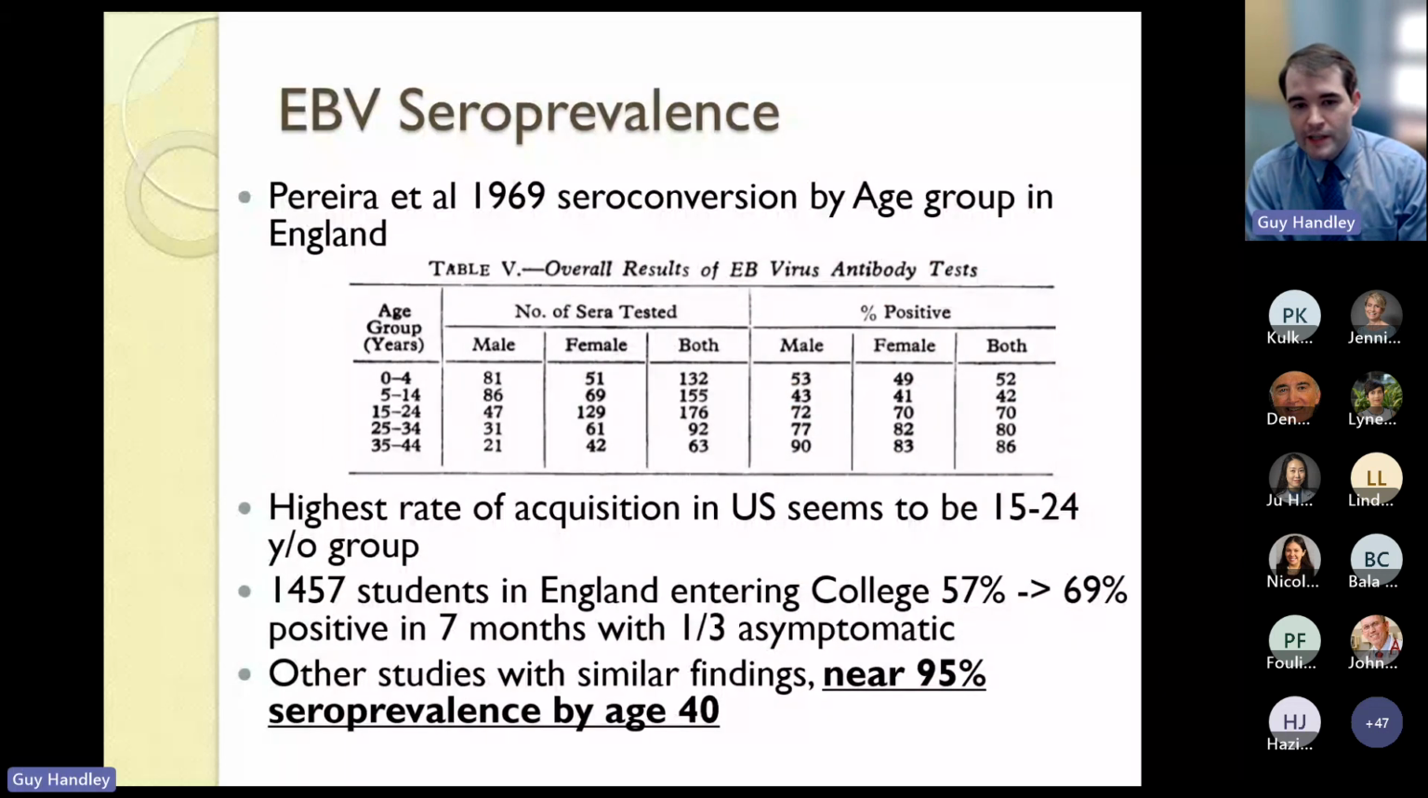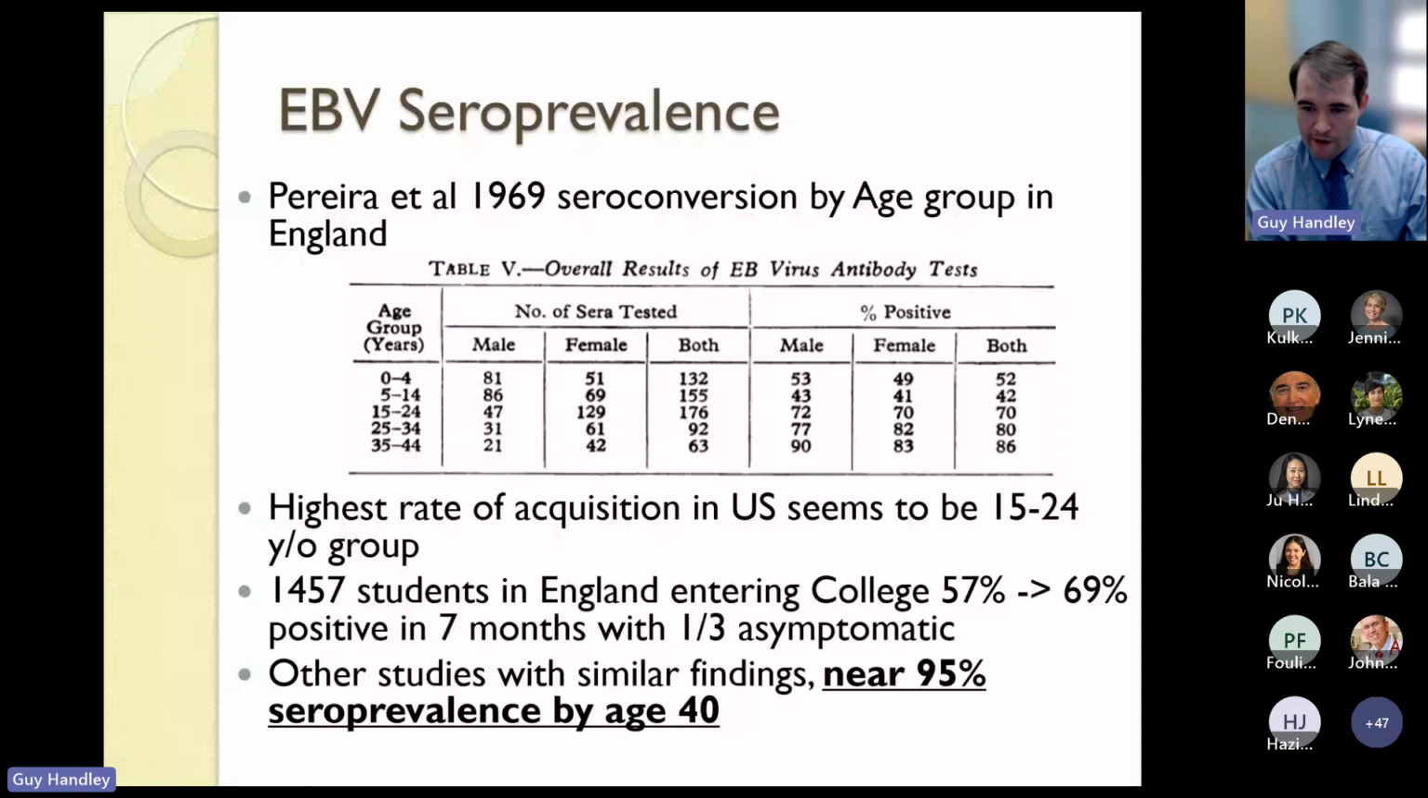In terms of seroprevalence, this was a study of patients and kind of just checking antibodies by age group. By the time you get to age 40, it's near 95% seroprevalence. And that kind of was what the first question was getting at. A patient who's 38 years old almost certainly has had it by that point.